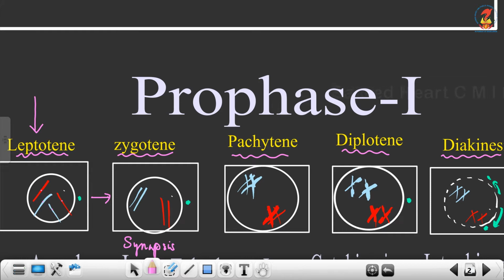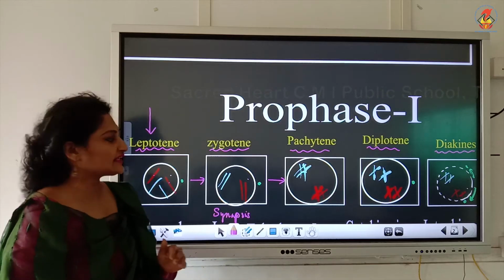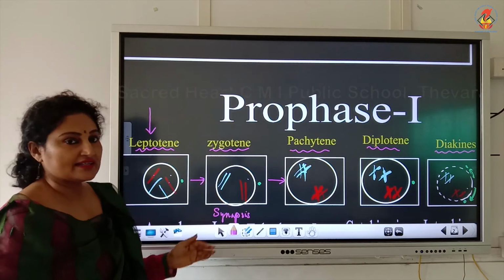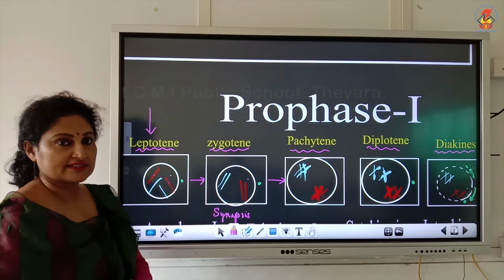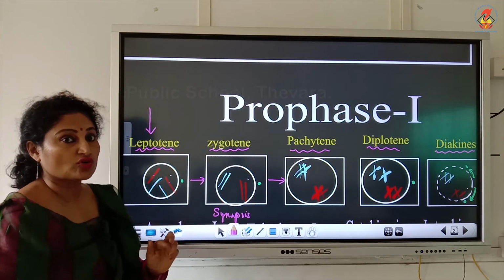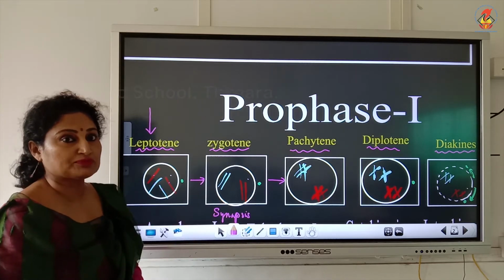Next, from zygotene we are going to the pachytene stage, very, very important stage, pachytene stage. Here we can see the bivalent further condenses. It becomes thick, and we can see the chromosome visible as X-shaped structures.